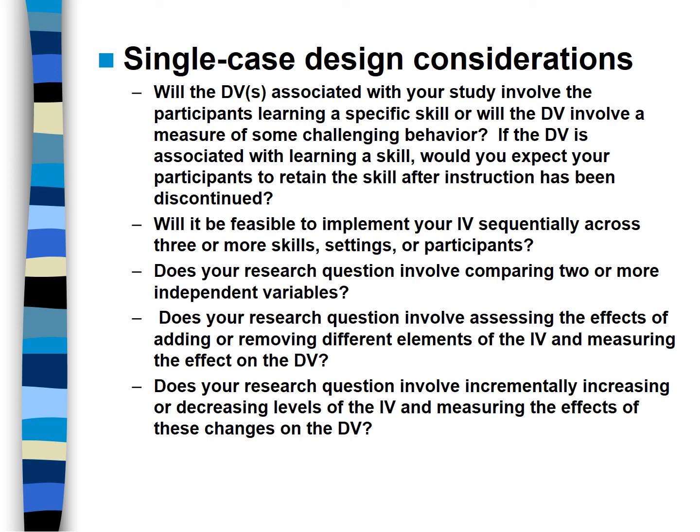If the dependent variable is associated with learning a skill, you'd expect your participants to retain the skill after instruction. So, yeah, what I just said. Next thing is, will it be feasible to implement your independent variables sequentially across 3 or more settings, skills, or participants? So this is sort of asking, is it something that you might consider a multiple baseline design?